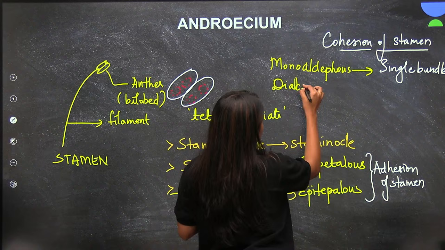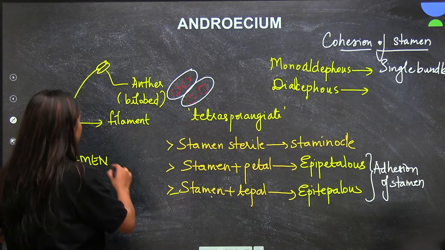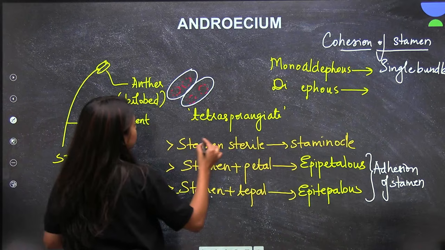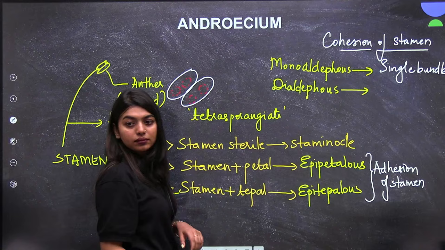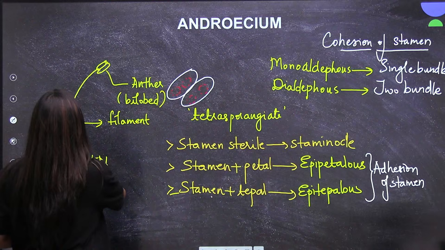Diadelphous means what? How many bundles will be formed? Let me know quickly in the chat box how many bundles will be formed. Tell me. Very good, very good. Two bundles will be formed, right? Diadelphous. That means the stamens together will form two bundles, okay? Last one is called polyadelphous. That means many bundles, right?